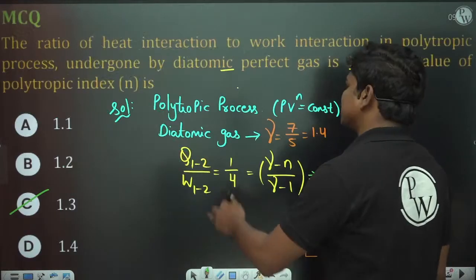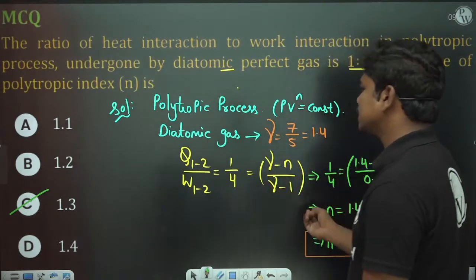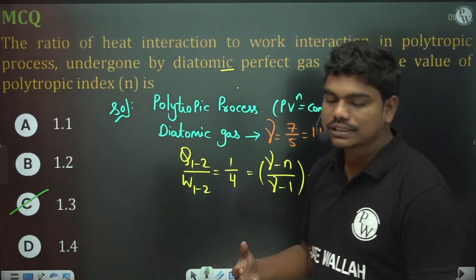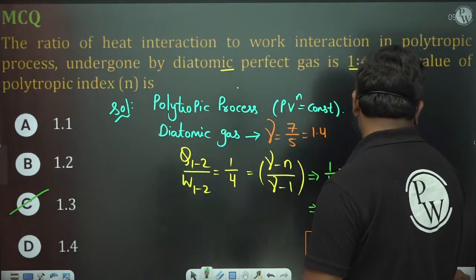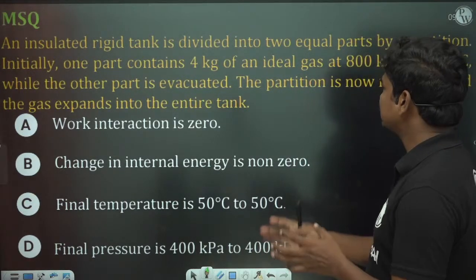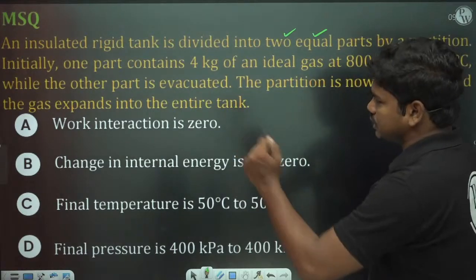So this is a simple question. The n value is equal to 1.3 in this case, and this is the simple small calculation that we can do for one equation, one unknown. Generally these kinds of questions can be asked for 1 mark in a GATE examination, so we have kept a question. Let us solve this question. Next, an insulated rigid tank is divided into two equal parts by a partition.